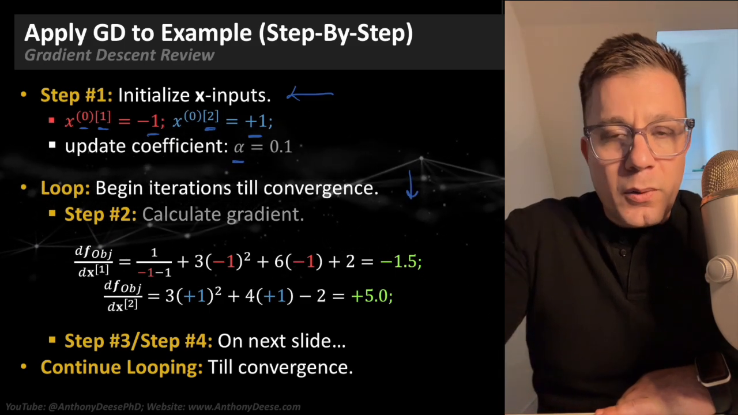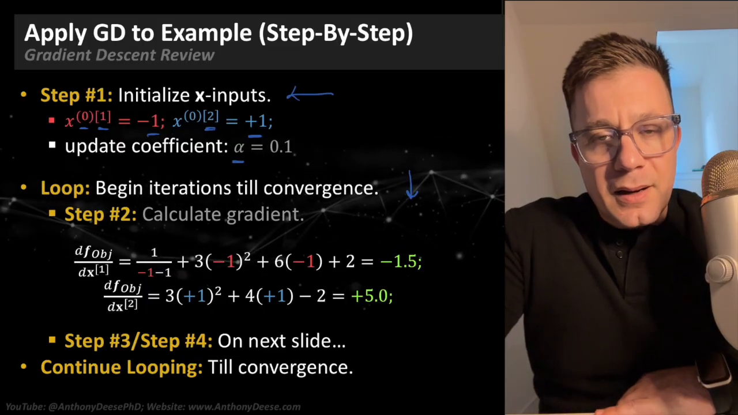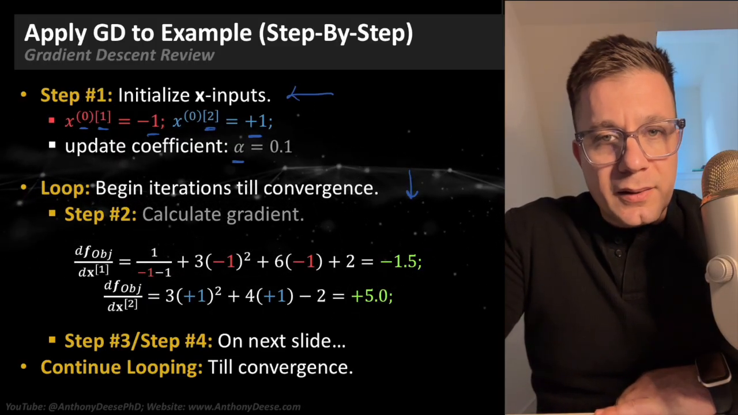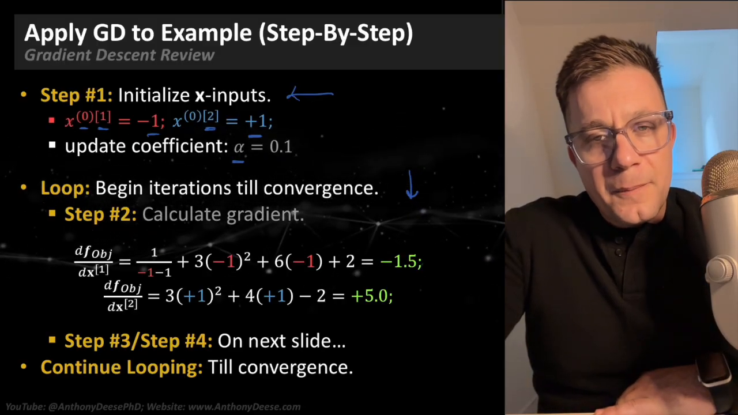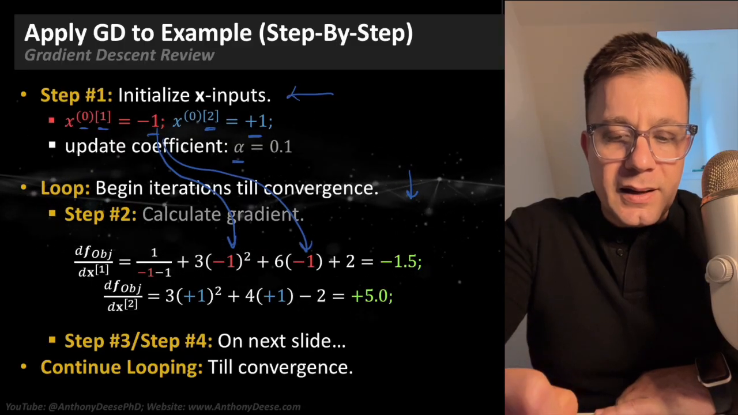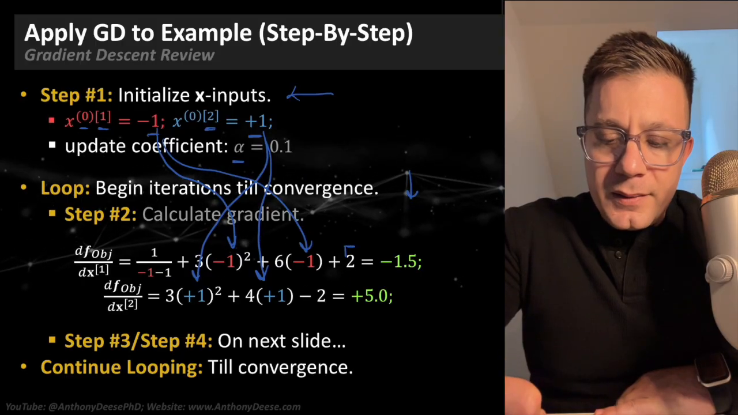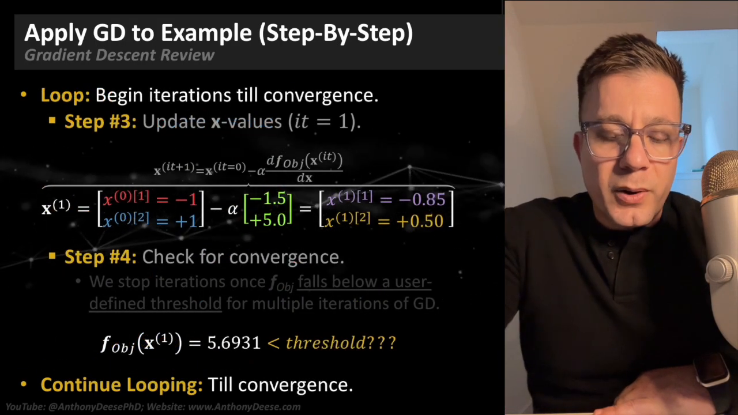Now from this point forward, we're entering our loop. We need to repeat steps 2, 3, and 4 as many times as required to reach convergence. Step 2 within the loop is to calculate the gradient. We should already have a closed form expression for it, so perhaps we could better say evaluate the gradient. So we take the value of -1, plug it in as needed. We take the value of +1, plug it in as needed, and it generates a gradient of -1.5 and +5.0.